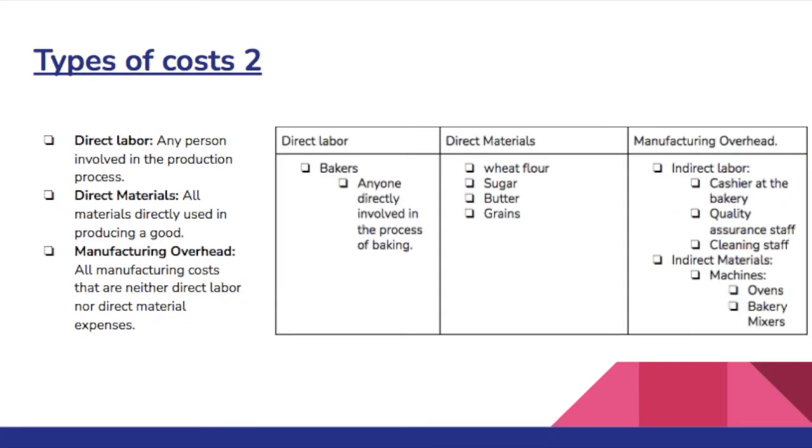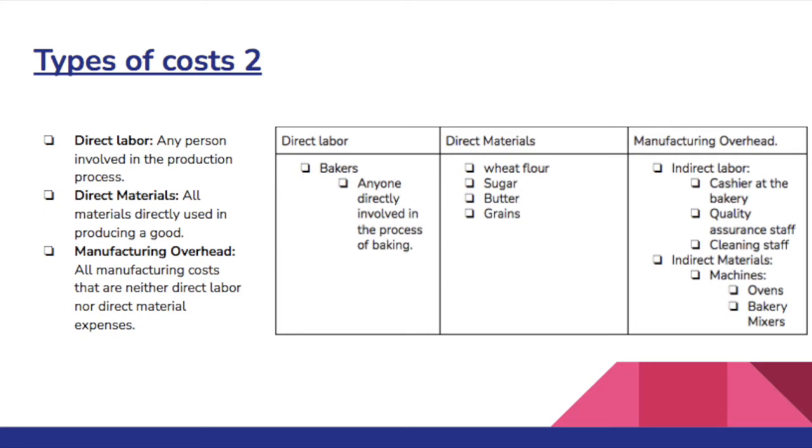Among other costs, we also have the direct labor, direct materials, and manufacturing overhead. In regards to the direct labor, this refers to any person explicitly involved in the production process, and within a bakery, it would basically be all the bakers involved in preparing the baked goods. When it comes to direct materials, similarly, these are all the materials directly involved in the production process, and in a bakery, this would be the sugar, the butter, the grains, the wheat flour, and etc.